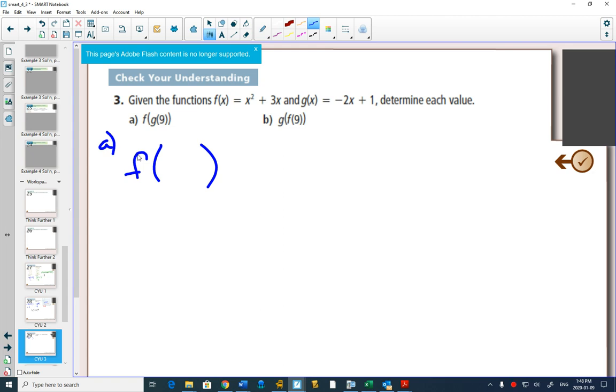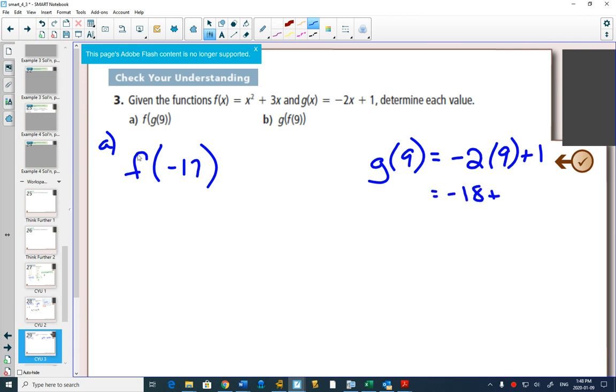So what I suggest is, if you can't do that mental math, and you might be able to say, oh, I know it's negative 17, perfect. But if you can't do the mental math, because some of them will get more complicated, then off to the side you might say, well, if I plug in 9, it's going to be negative 2 times 9 plus 1, which is negative 18 plus 1, which is negative 17.